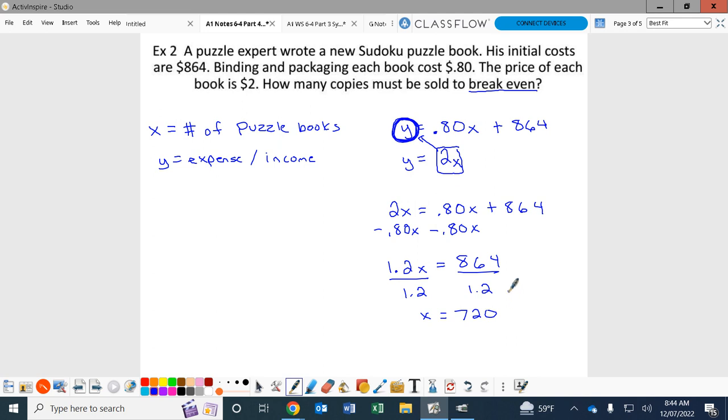Again, you don't have another equation to plug it back into. It doesn't ask about the income or the expense. If it did, you could plug it back in and find that out, but it doesn't ask that. All it asks for is how many copies to break even. That is 720. You'll take that. That's going to be 720 puzzle books. There you go.